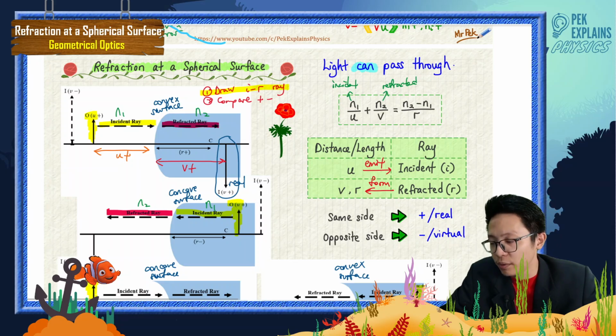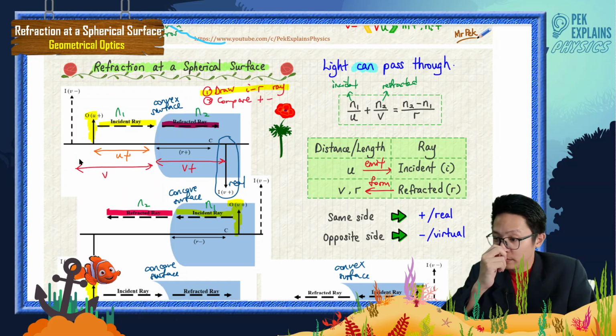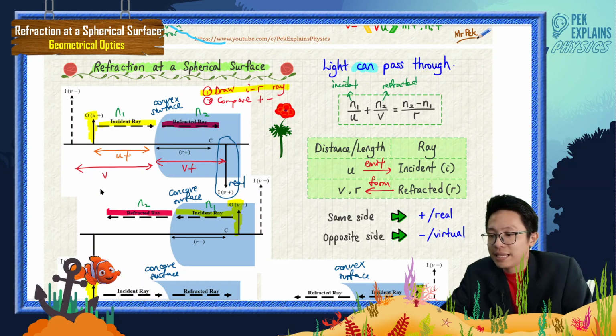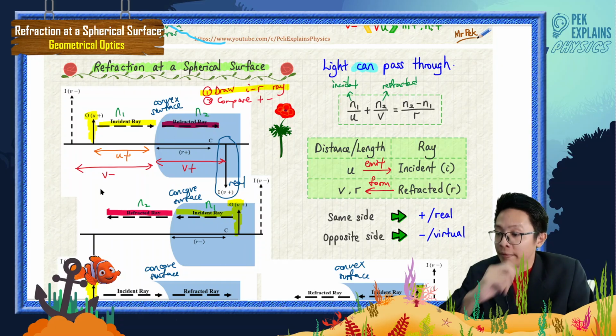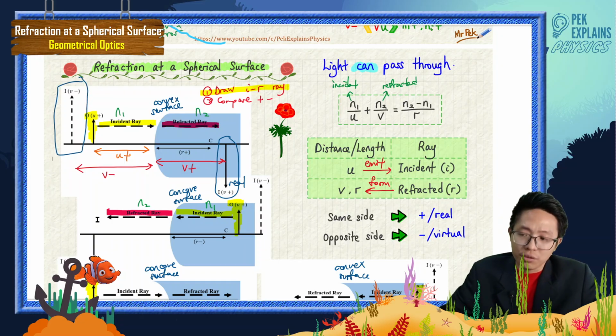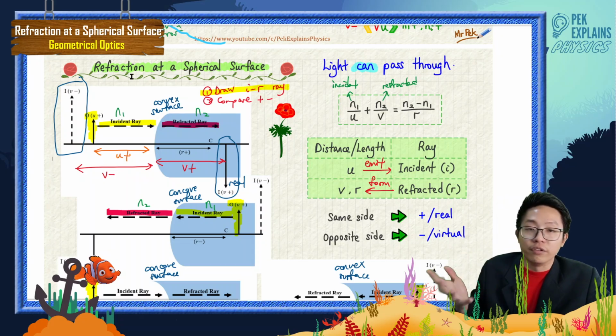So if the image is formed over here, the image distance is over here. This V compared with the refracted ray is on the opposite side, so that's why it is negative. That means if I put a screen over here, do you think anything will form onto the screen? No. This is a refraction.